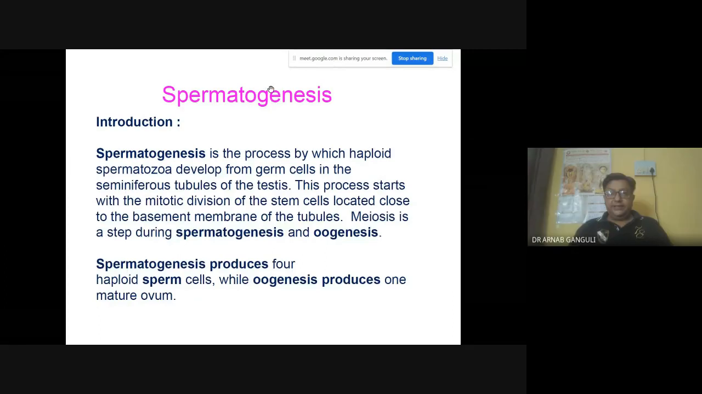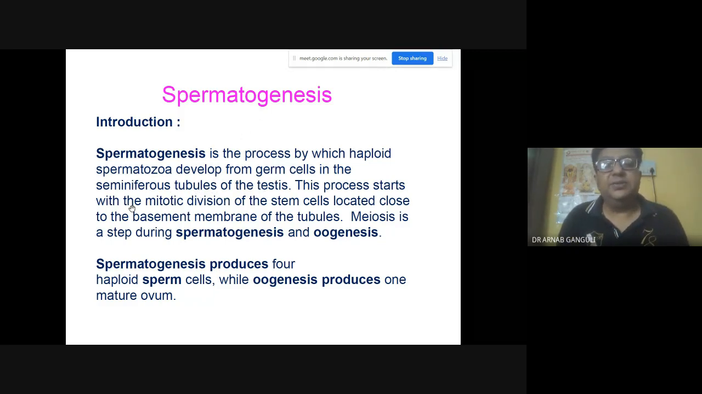So, spermatogenesis is the process by which haploid spermatozoa develop from germ cells in the seminiferous tubules of the testes. This process starts with the mitotic division of the stem cells located close to the basement membrane of the tubules. Meiosis is a step during spermatogenesis and oogenesis. Spermatogenesis produces four haploid sperm cells, while oogenesis produces one mature ovum.